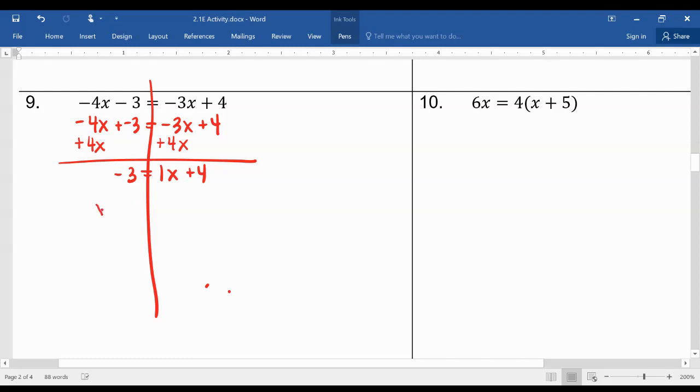I can also flip this equation if I don't like it, like this, and then finish solving it flipped and adding the opposite of 4, which is -4. So the answer to this one is x equals -7.